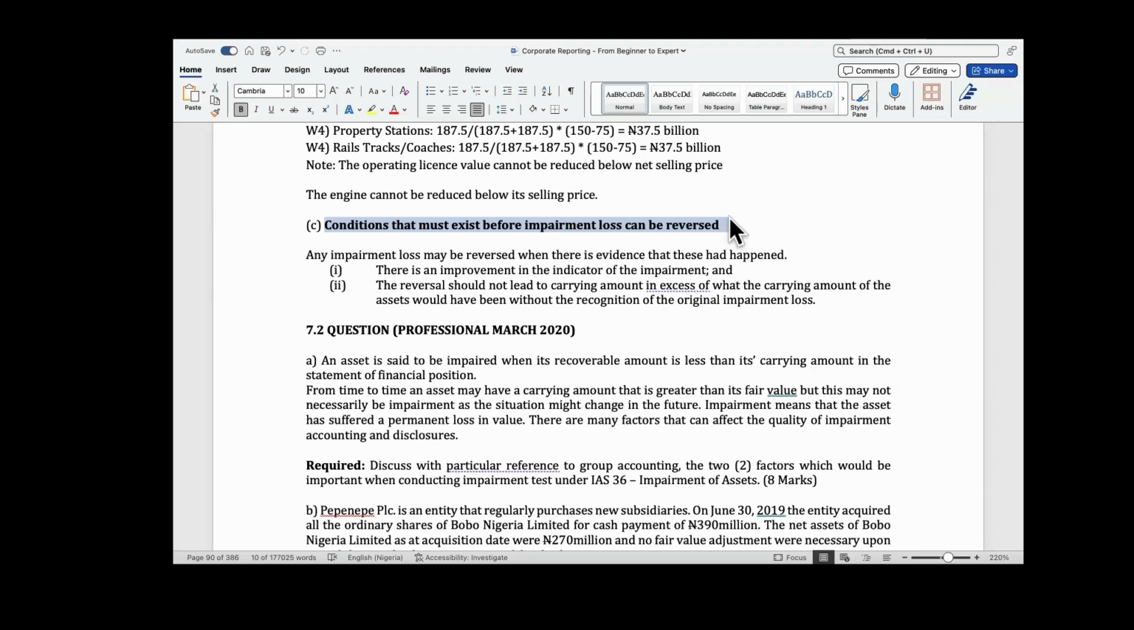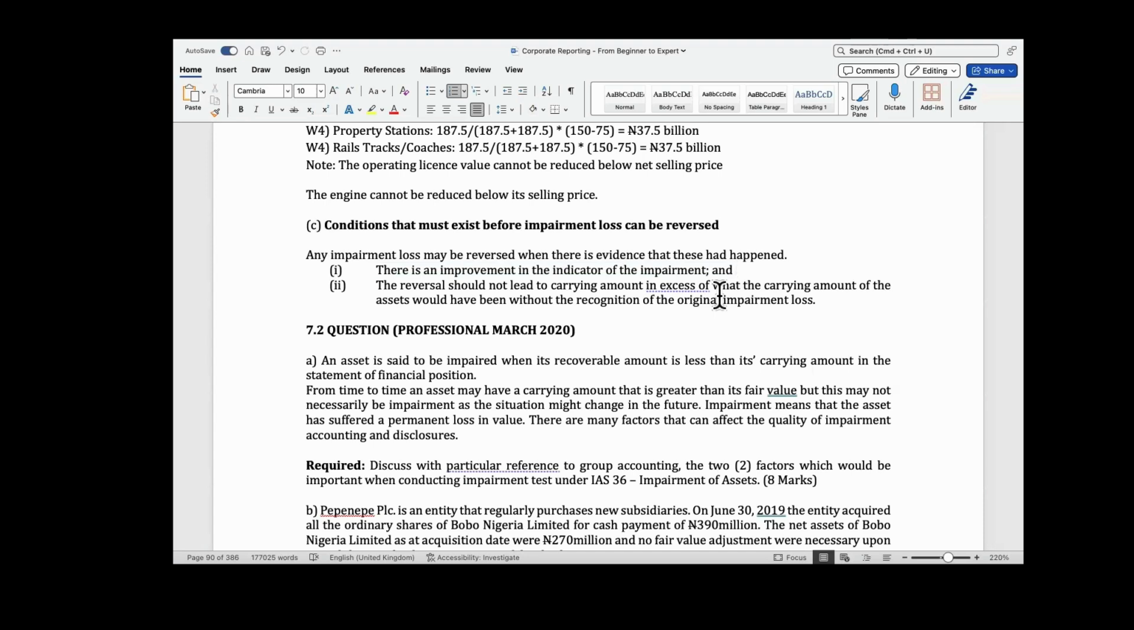If that happens, that's good. So just elevate the value again. That means you'll be having a revaluation surplus. So that's what this question is asking you. And that's why my number one answer is that before you can reverse, there must have been an improvement in the indicators of impairment. What that is saying is that, okay, now the market value is higher, so can you reverse?